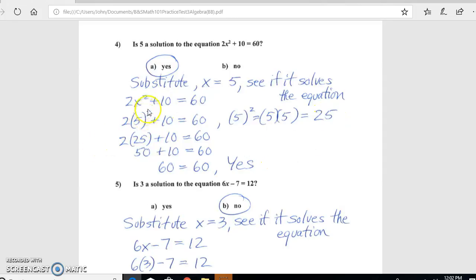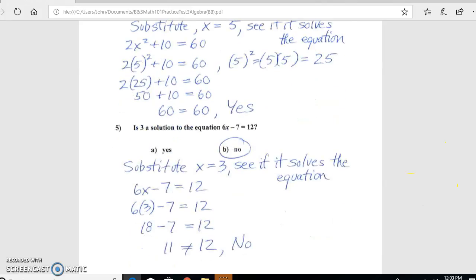And so now what I want to do is substitute the 25 for this part of the equation, and I have to remember this is 2 times the 25 plus 10 equals 60. And then I do my multiplication. 2 times 25 is 50 plus 10. That's going to give me 60, and I can see that this is a solution to this problem, and my answer is yes. 5 is a solution to the problem.